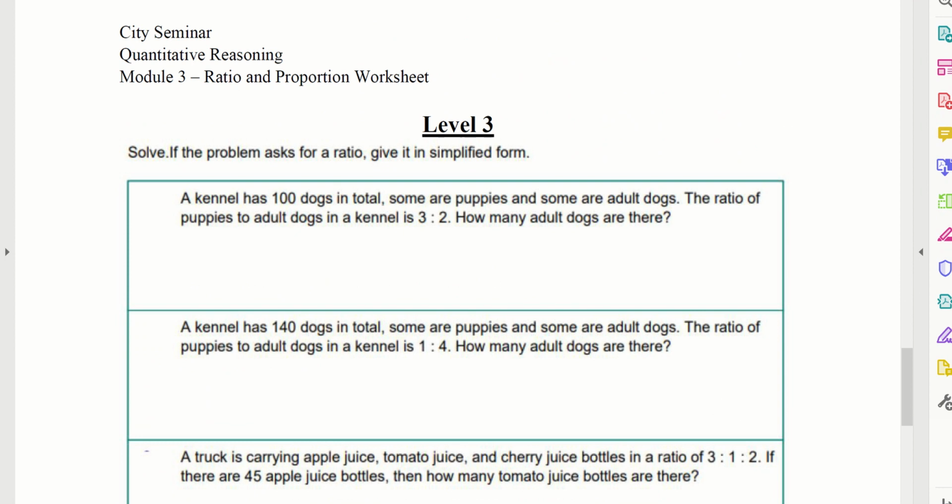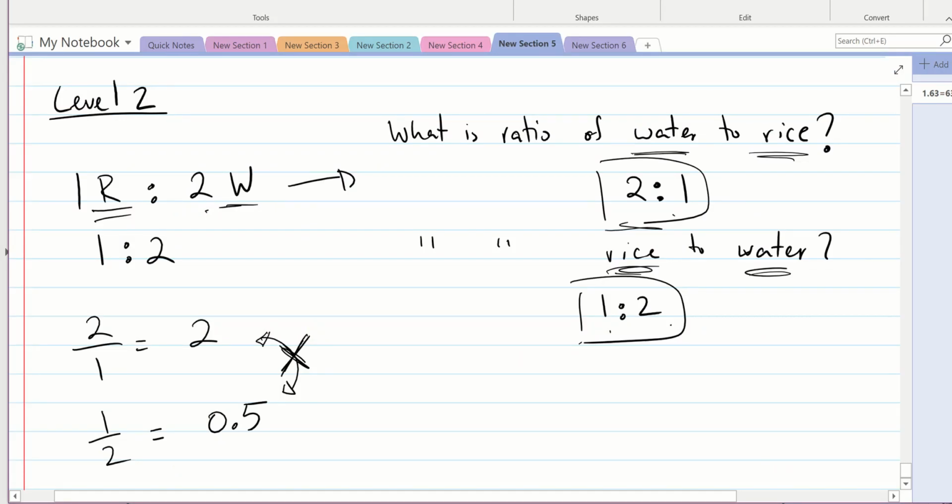Level 3. A kennel has 100 dogs in total. Some are puppies, some are adult dogs. The ratio of puppies to adult dogs is 3 to 2. How many adult dogs are there? Again, what type of question is this, part to part or part to whole? In this case, we're talking puppies to adult dogs, so it's part to part. Puppies is a part, adult dogs is a part. Total is 100. 3 to 2. So let's get started. They're asking us how many adult dogs.